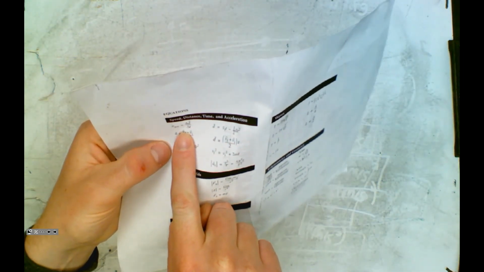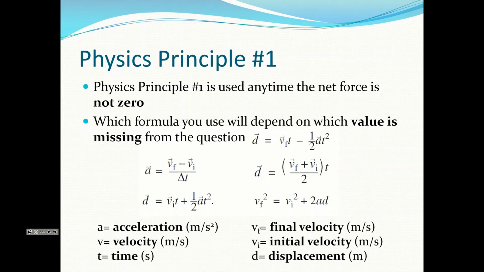This is V equals D over T, which we use as physics principle 0. And then these next 5 are all physics principle 1 stuff. So what I mean by you use which formula depending on which value is missing from the question. This one has all the variables except for distance. This one has all the variables except for final velocity. This has all the variables except for initial velocity. This has all the variables except for acceleration. And this one has all the variables except for time. So depending on which one is missing, that's how you know which formula to use.